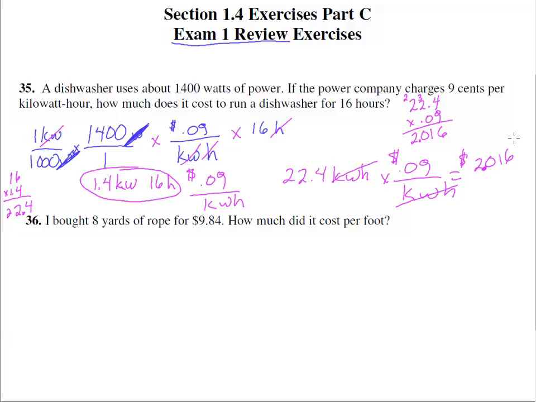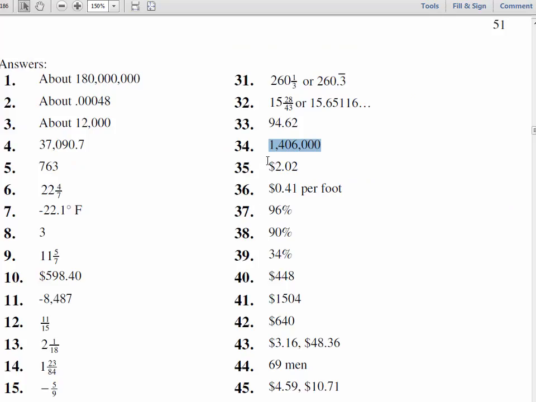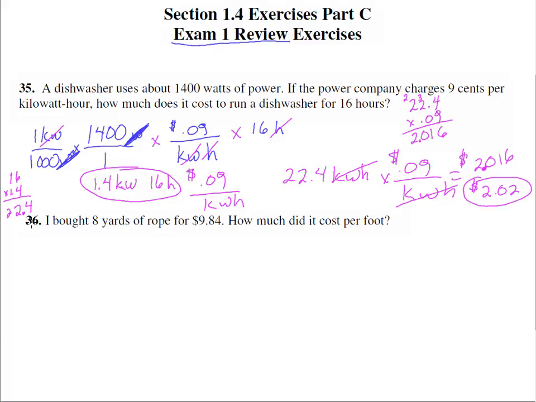dollars. But for dollars, we always round to the nearest penny, so it'll be $2.02. That's how much it will cost to run this dishwasher for 16 hours. Let's check our answer on that. And there we have it. Number 35 is $2.02.